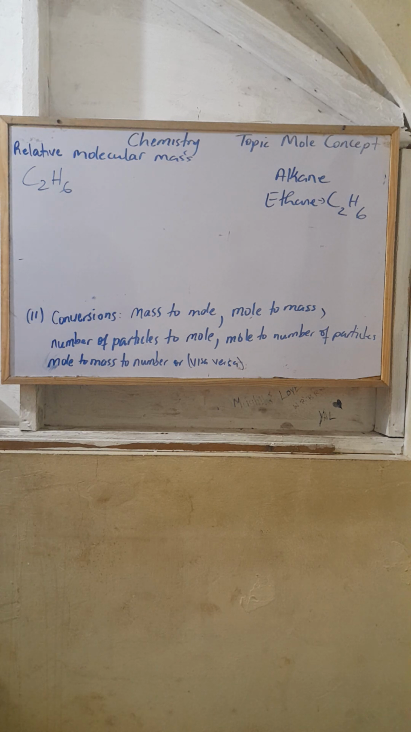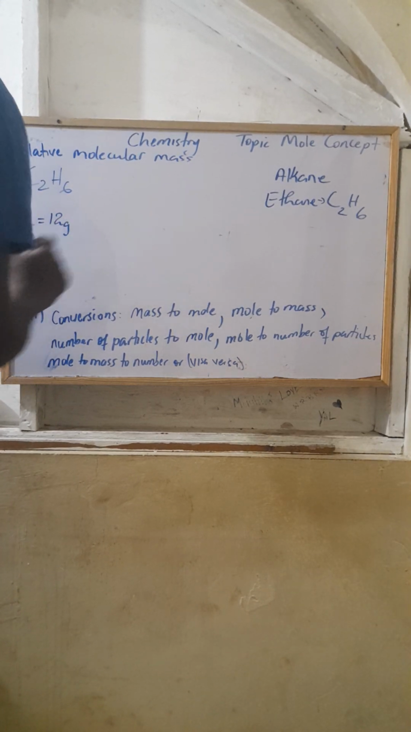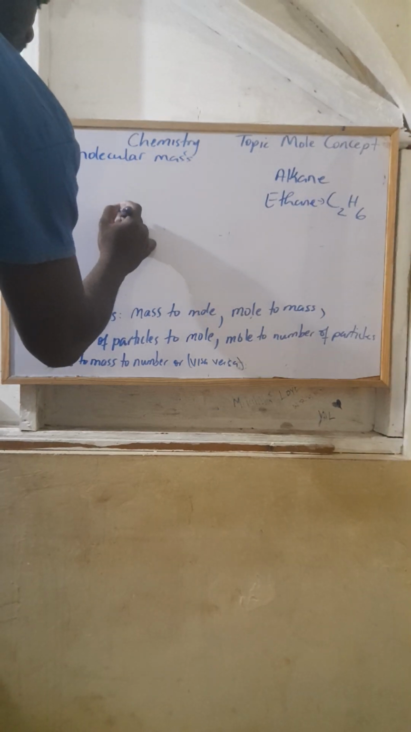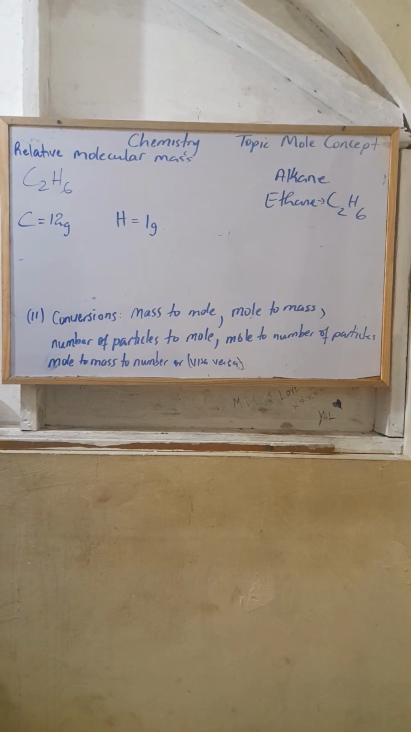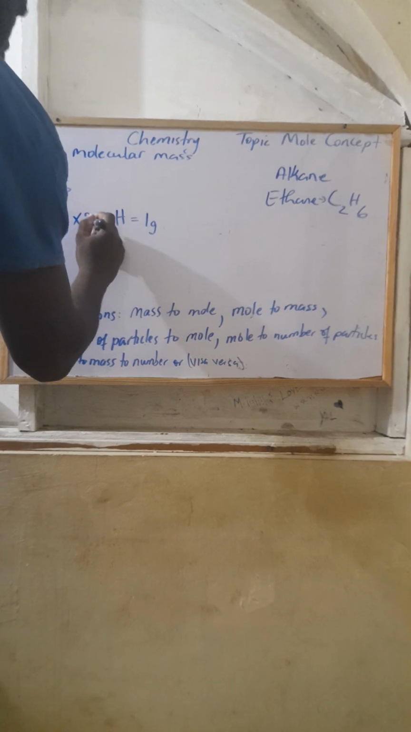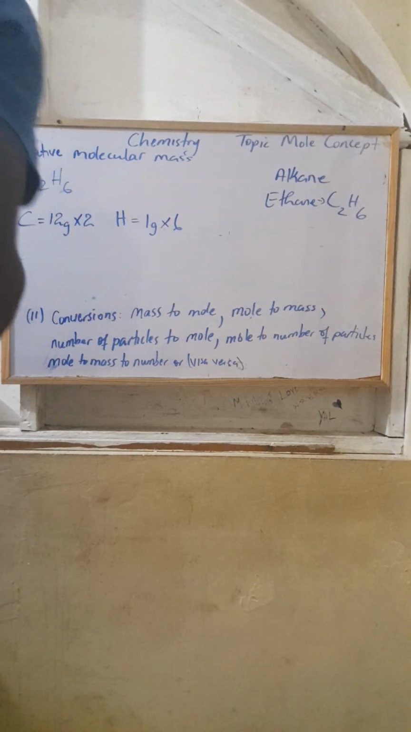I repeat. Okay, so we see that when we look at the formula of ethane, there are 2 carbons and there are 6 hydrogens within the formula. So first, we must write the mass number of carbon, which is 12 grams. And then we identify the other element, which is hydrogen, and the mass of hydrogen again is 1 gram. When we look at the formula, we see that there are 2 carbons, so we multiply by 2. When we look again, we see that hydrogen, there are 6, so we multiply by 6.